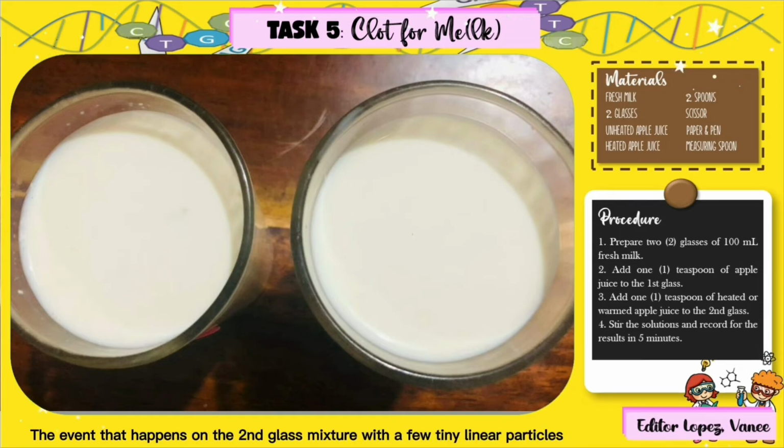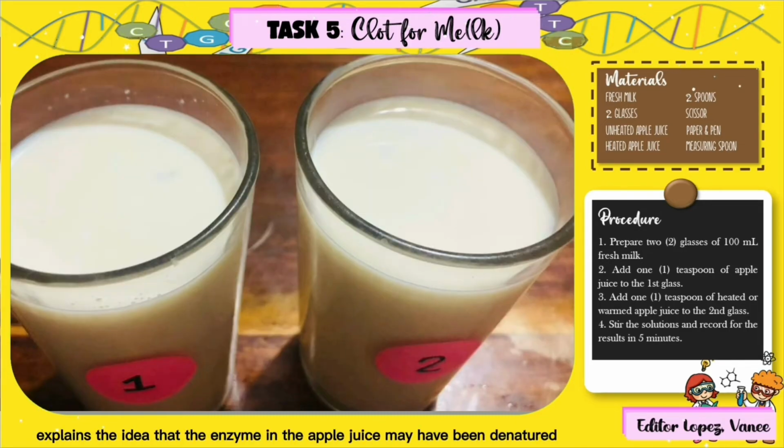The event that happens in the second glass mixture, with a few tiny linear particles, explains the idea that the enzyme in the apple juice may have been denatured due to higher temperatures. The shape of the enzyme active site is disrupted, reducing the enzyme activity or preventing it from working properly.